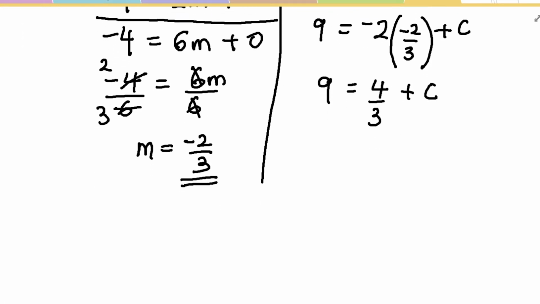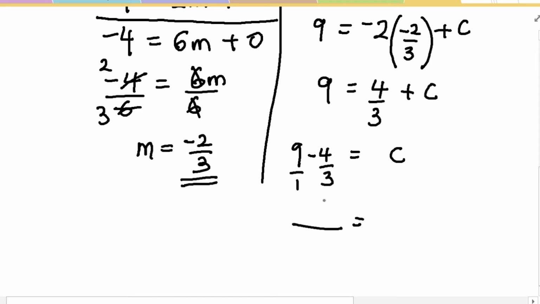So from here, we can go ahead and find 9 minus 4 over 3, which is over 1, is equal to c. So the LCM here is 3. 3 divided by 1 is 3, 3 times 9 is 27. Then 3 divided by 3 is 1, 1 times 4 is 4. That's 27 minus 4 over 3.